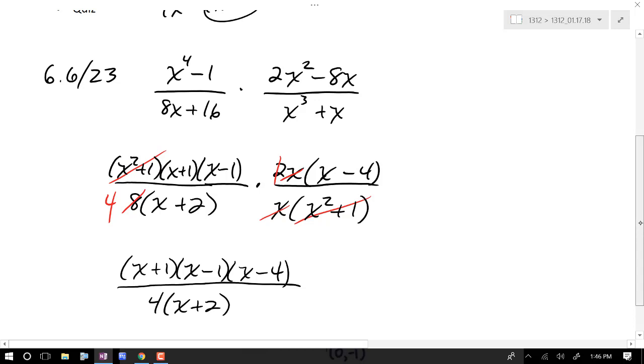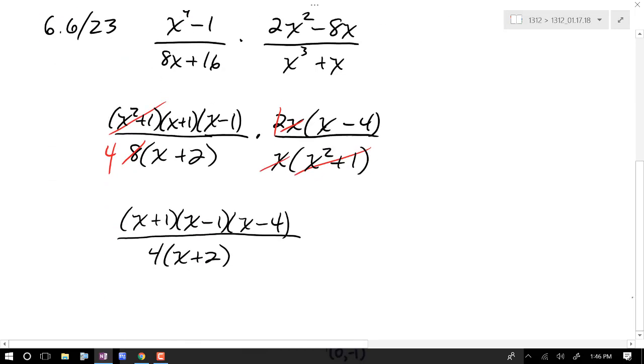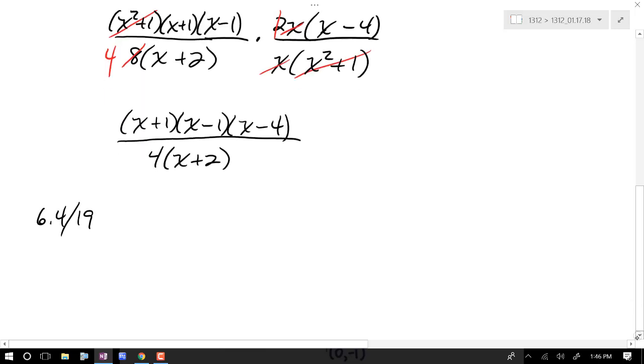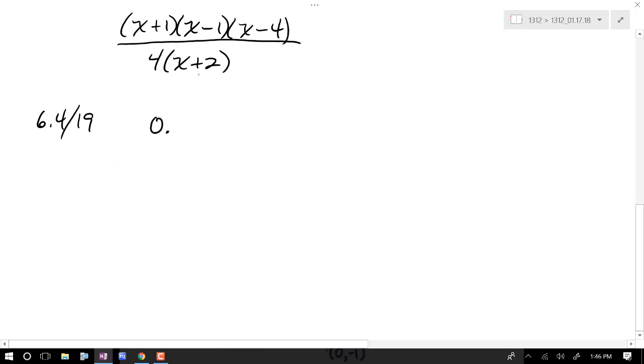All right, and so the other one, 6.4, number 19. They just want us to factor 0.001 big R cubed minus 0.064 little r cubed. One of the things that makes this one a little tricky is the decimals. We see the cubes. It's in the sum and difference of cubes section, so I'm angling toward that.